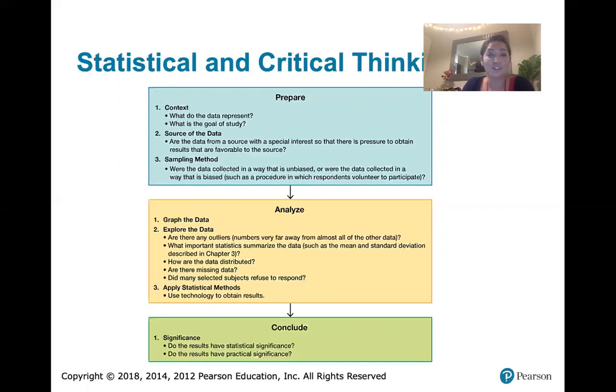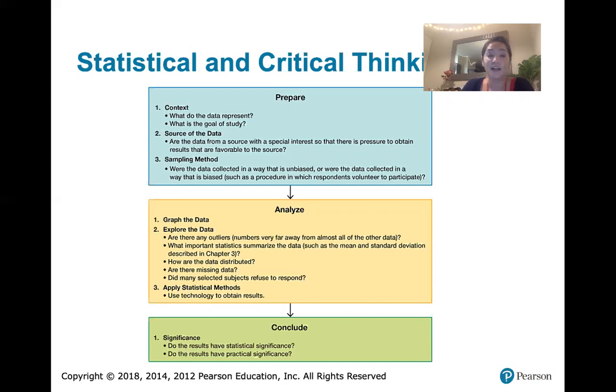We're going to talk about standard deviation. That's how much that data is varying. We'll talk about that soon as well in chapter 3. And we want to know, how are the data distributed? Is all the data pretty much centered on a single point? Are they all very, very close to the mean, or is it more spread out? Is there some missing data, where there's some subjects that decided not to respond? So we want to take all of that into consideration.